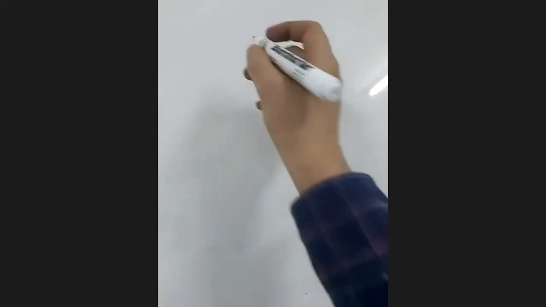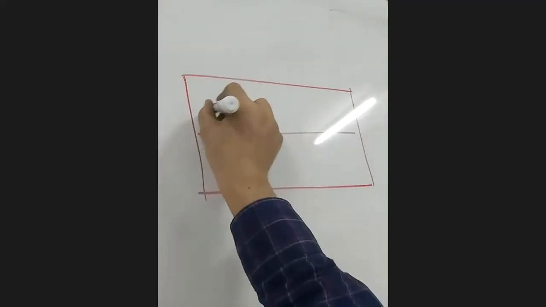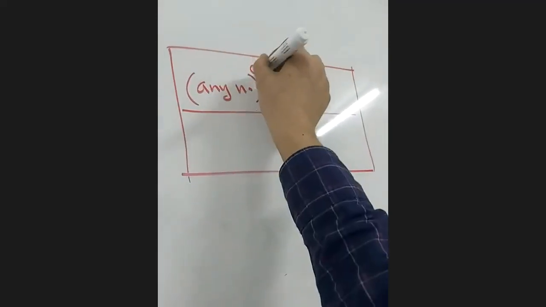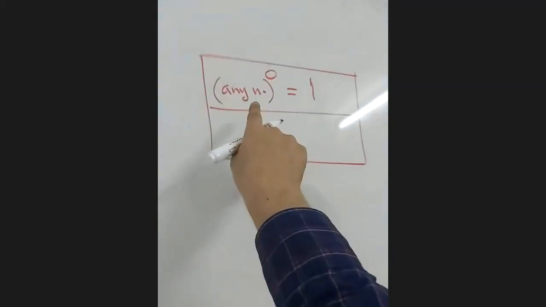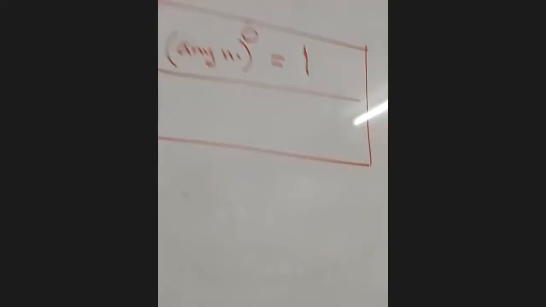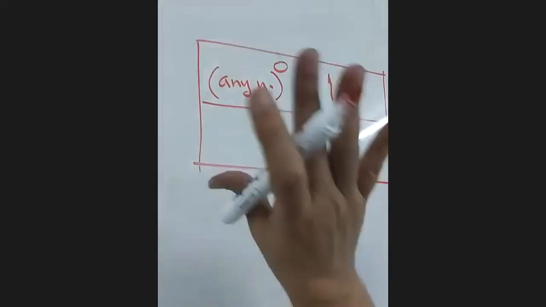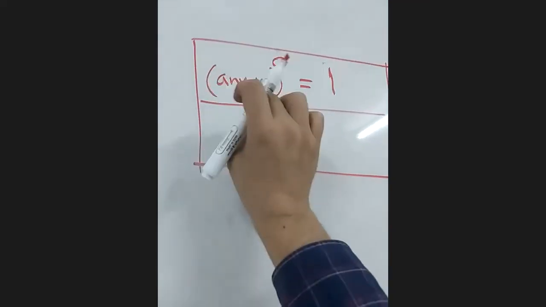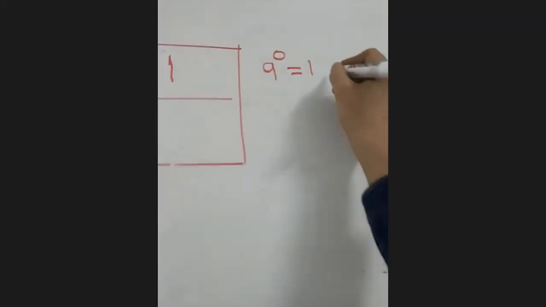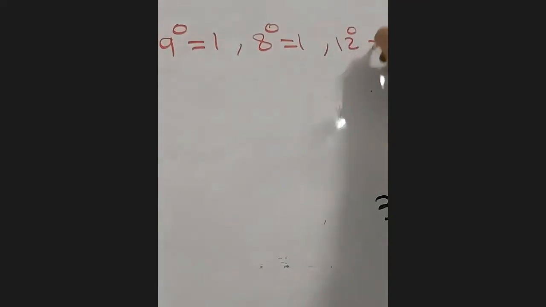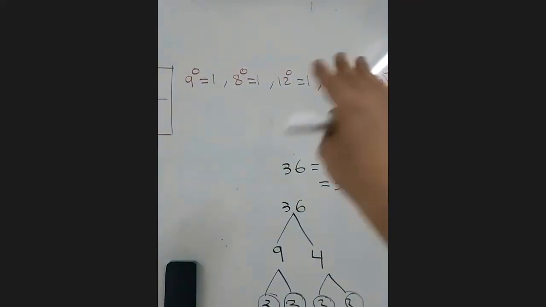We have here special cases. Look here, guys. I will make for you 2 special cases for the exponents. Memorize them very well. Now, any number, guys, to the power 0, the answer is always 1. Any number, but not 0. We cannot put 0 to the power 0; in math, there is no 0 to the power 0. But any number except 0 to the power 0 equals 1. Like 9 to the power 0 is 1, 8 to the power 0 is 1, 12 to the power 0 is 1, a million to the power 0 is also 1.